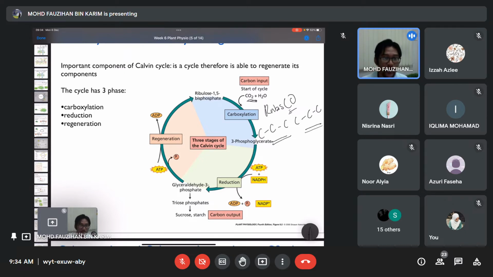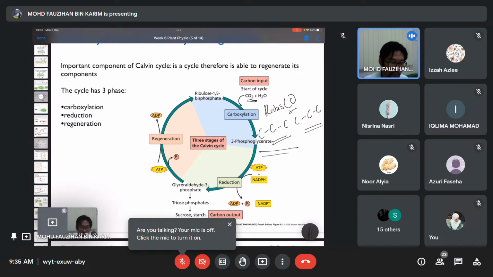But in general, we can use 3 carbons or 6 carbon molecules or 5 carbon molecules. Like ribulose 1,5 bisphosphate is a 5 carbon molecule. So I can just say 5 carbon molecules, right? So for this stage, 3 phosphoglycerate is a 3 carbon molecule, right? And then this 3 carbon molecule will go for the reduction process.